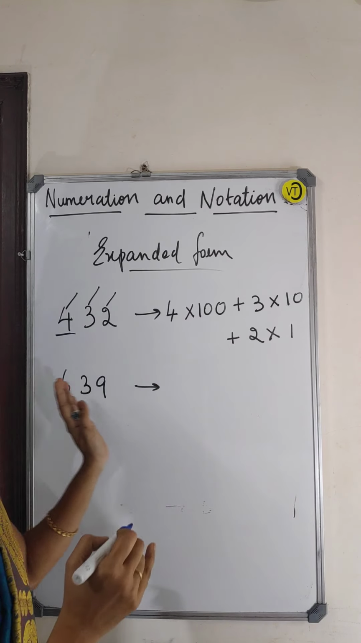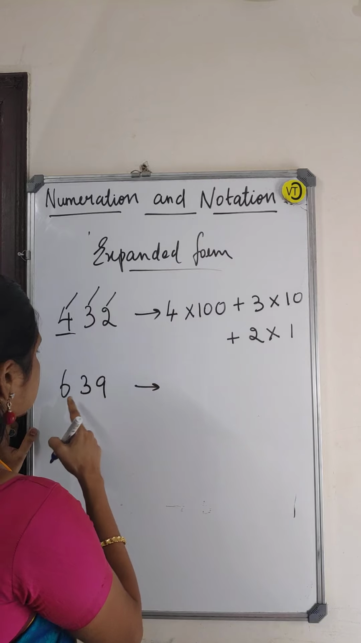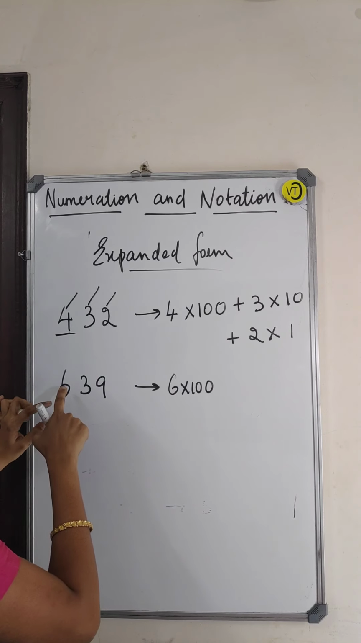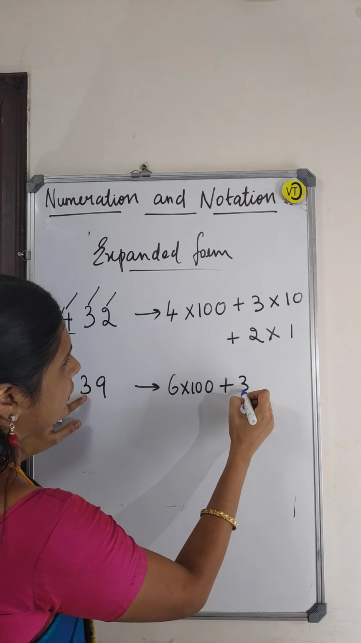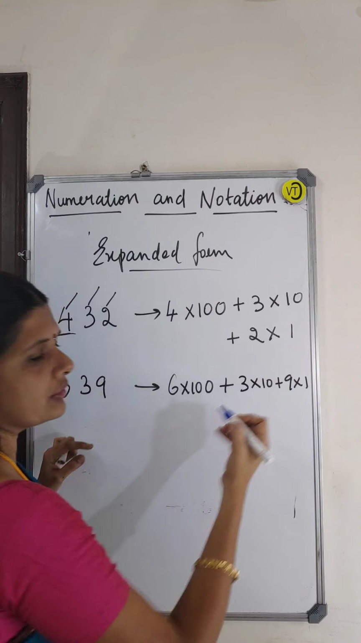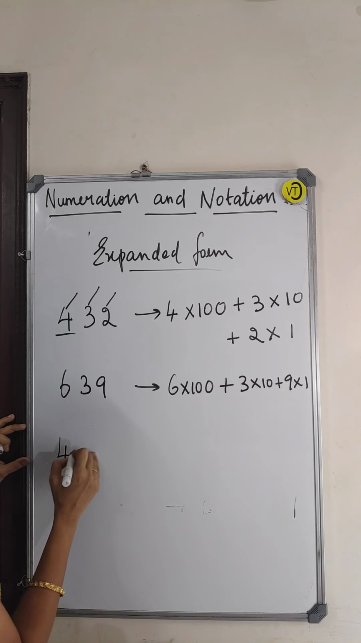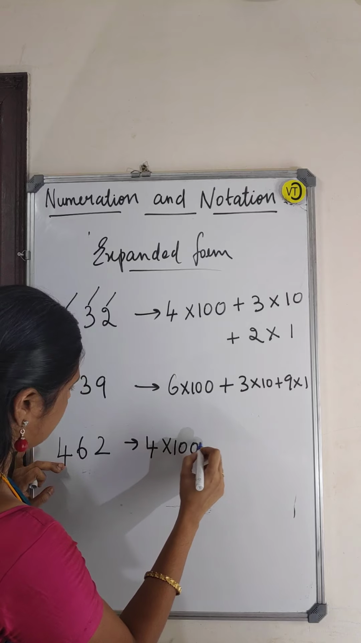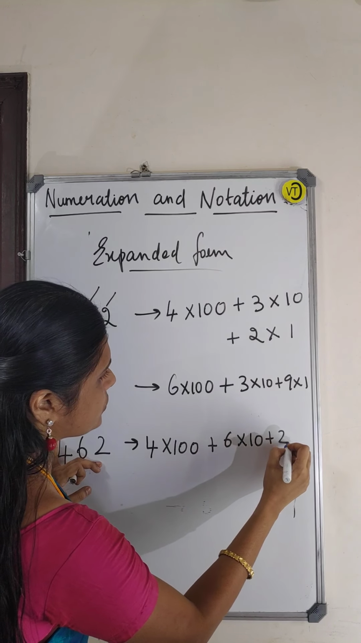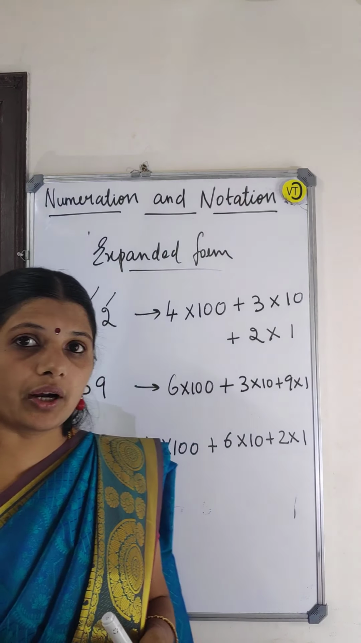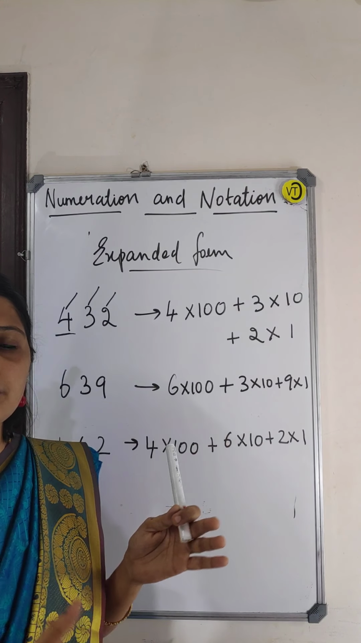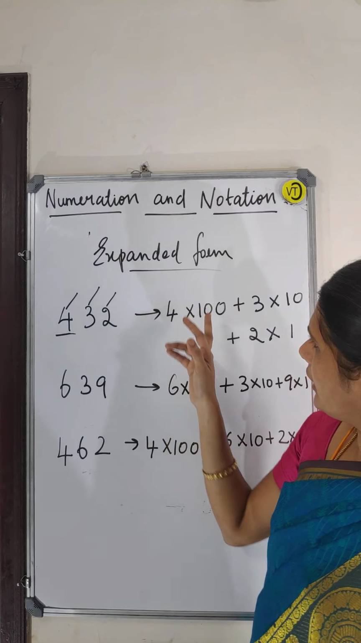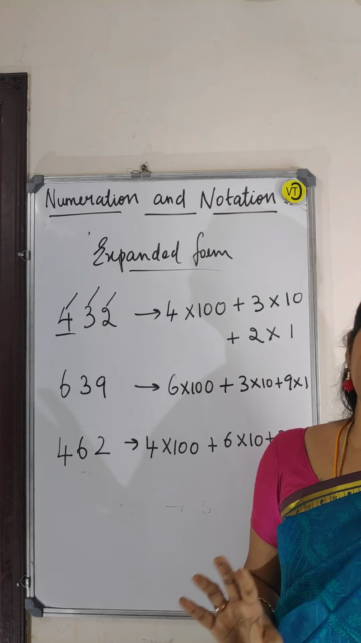639. How can I write it in expanded form? 6 into 100, because 1s, 10s, 100s. 6 into 100 plus 3 into 10 plus 9 into 1. One more number, 462. So 4 into 100 plus 6 into 10 plus 2 into 1. Children, you understand this? Before that, you have to know ones, tens and hundreds. Then you will get 4 into 100, 3 into 10 and 2 into 1.